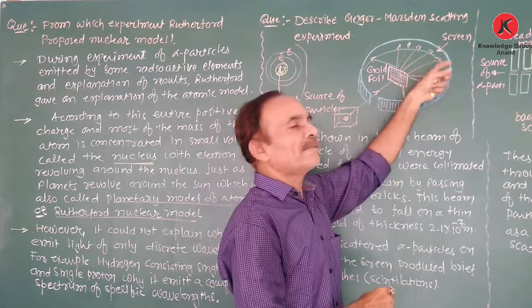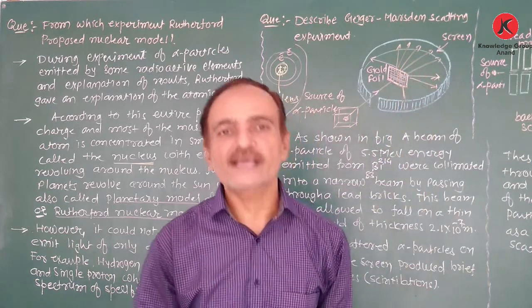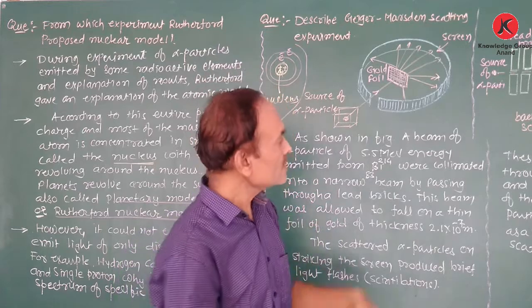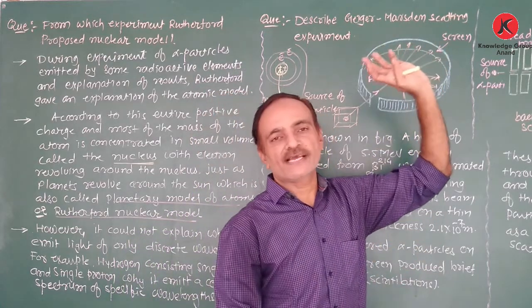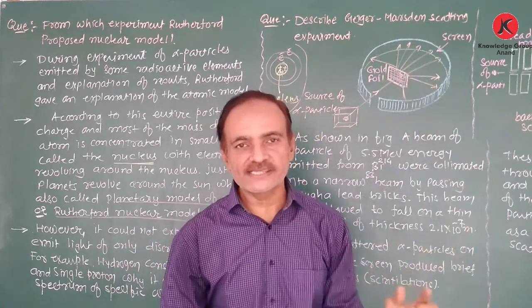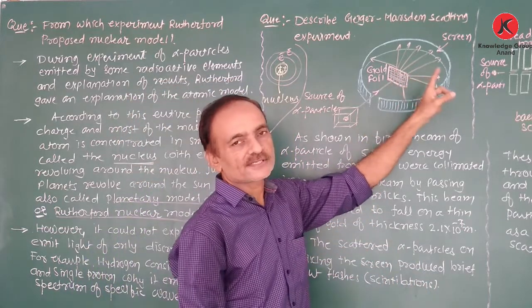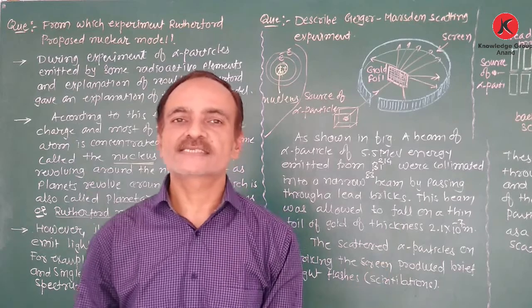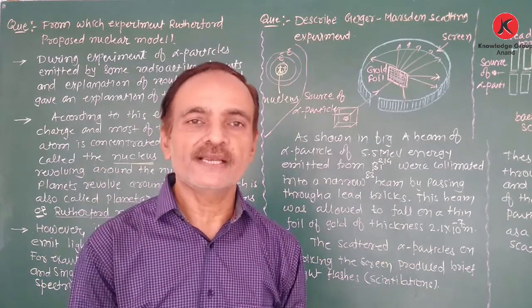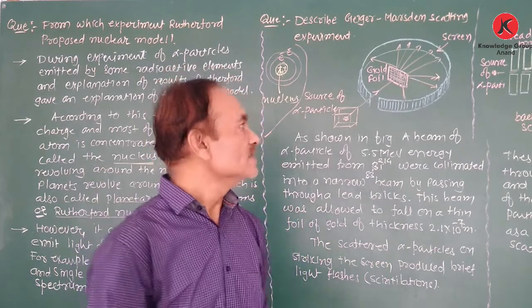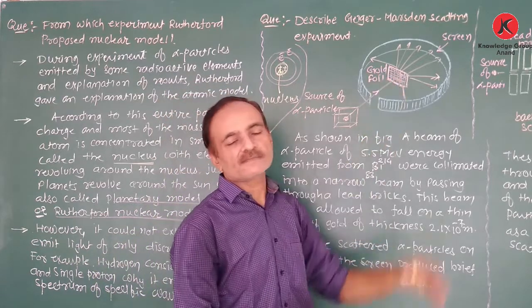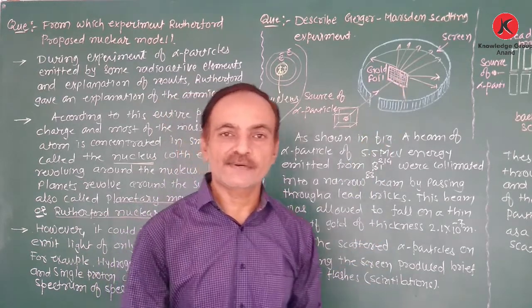The alpha particles are scattered at a particular angle. After the scattering at a particular angle, when they strike the screen, scintillation is produced at those places. According to the counting of the scintillations in a particular direction, we can judge how many alpha particles are scattered at a particular angle.